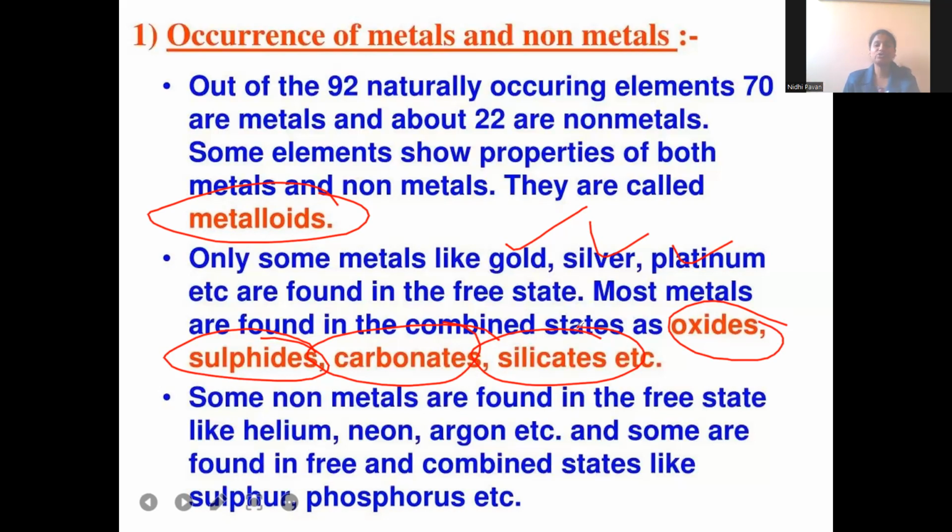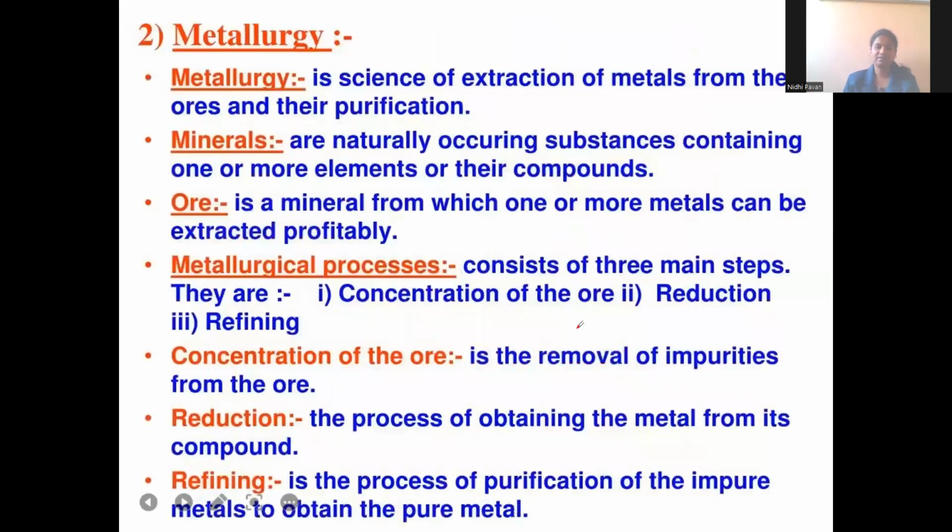There are also some non-metals which occur freely, like helium, neon and argon, the three main non-metals which occur in a free state. Other than these, most of the non-metals are also in the combined state. So this is about where we get metals and non-metals.